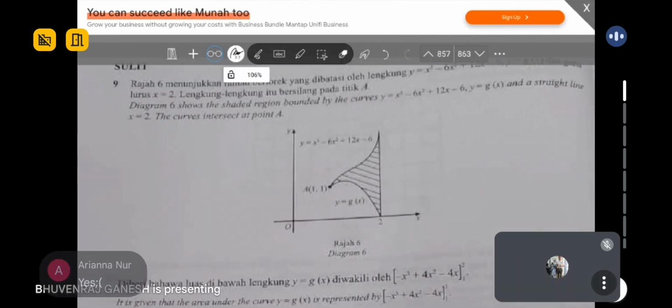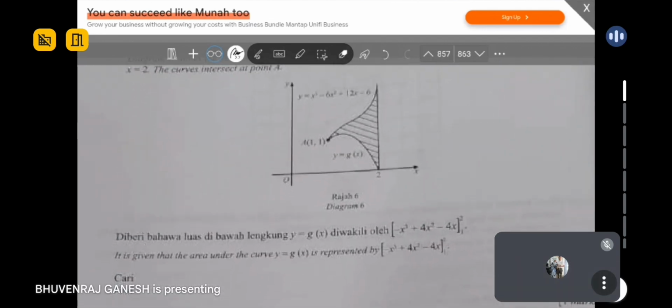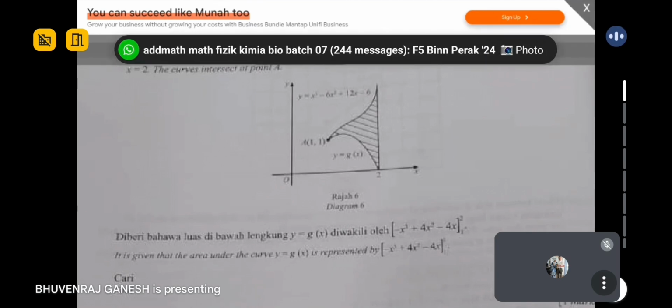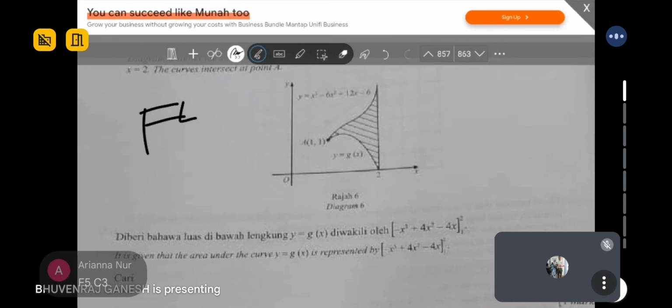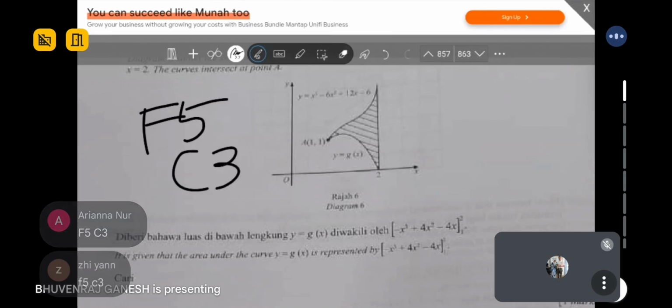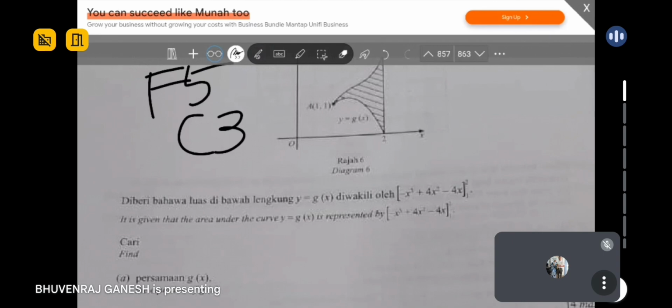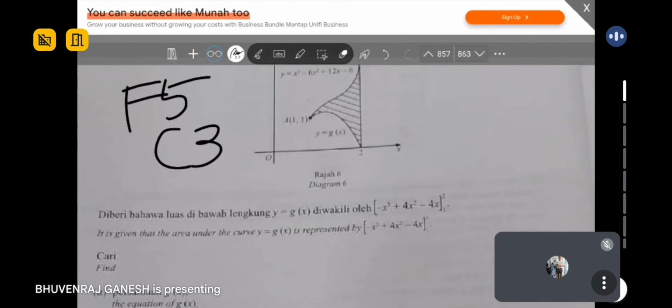Very good. So Ariana, bab ni apa? What chapter yang kamu boleh kenal pasti soalan ni? Come on, come on. What chapter? This one is Form 5, Chapter 3. Yes, very good. Integration, guys. Pengamilan. Okay. So first question, they ask you to find equation of gx.